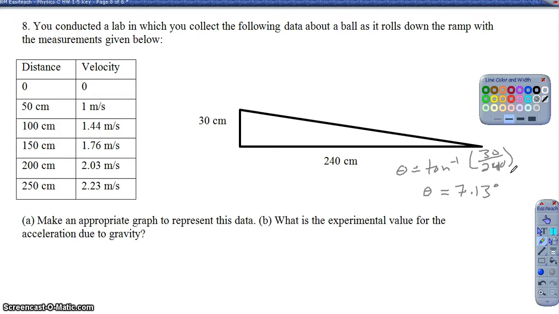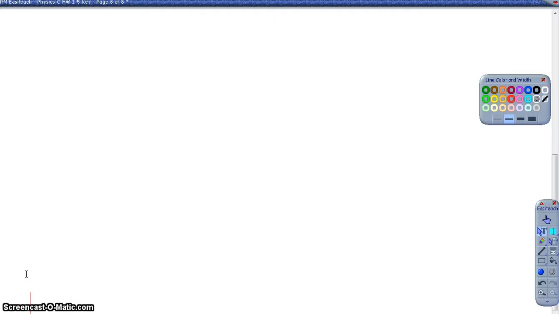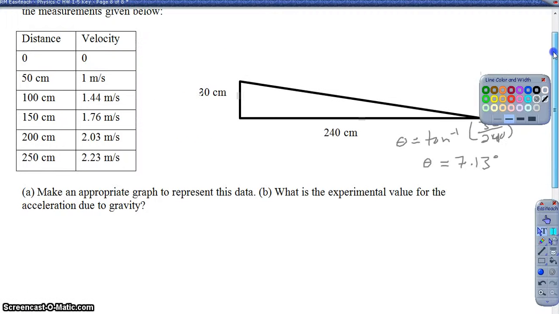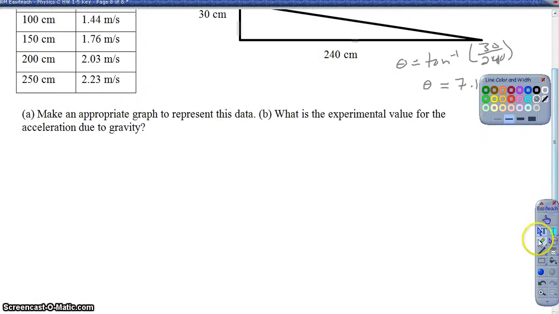And then the directions down here say make an appropriate graph to represent the data, and then what is the experimental value for the acceleration due to gravity. So like we saw in class, the big key here is we don't just want to plot velocity versus distance, because the slope of velocity versus distance doesn't have any meaning. Instead, I'm going to want to make a graph that is velocity squared versus displacement.